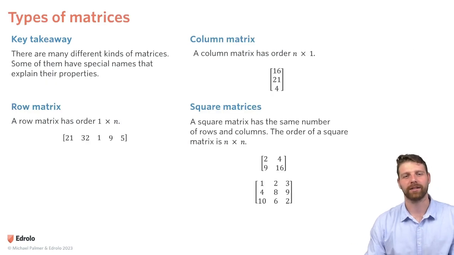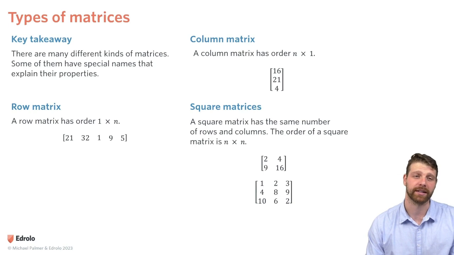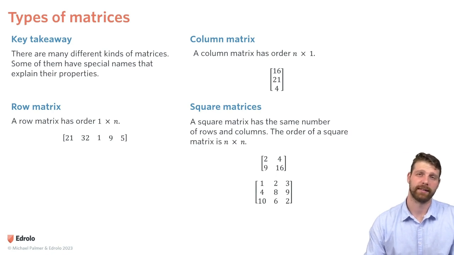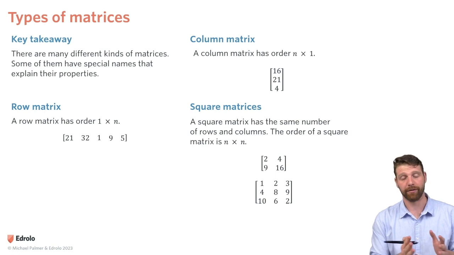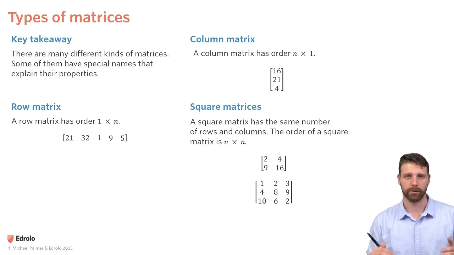All right, let's take a look at some types of matrices. Our key takeaway here today is that there are many different kinds of matrices, and some of them have special names that explain their properties. First one we've got here is a row matrix, and that's fairly self-explanatory. It is just a row. It's a matrix that only has one row. It can have many columns, but it can't have multiple rows.